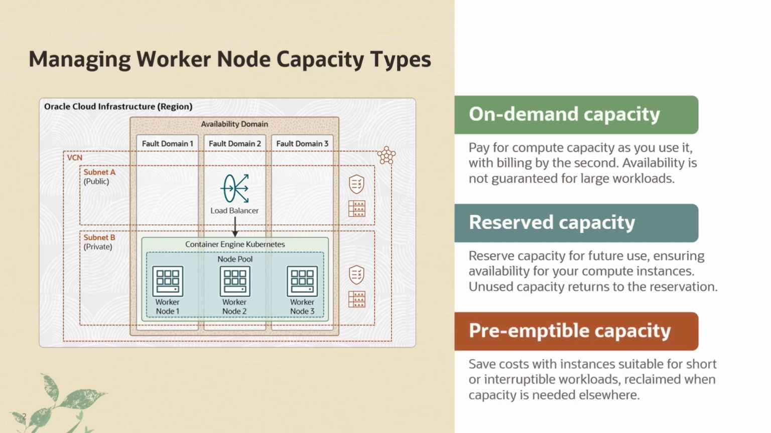And finally, we have preemptible capacity, a cost-effective option for short-lived workloads. These instances behave like regular ones, but be aware, they can be terminated when capacity is needed elsewhere. Let's dive into the lesson for a deeper understanding.